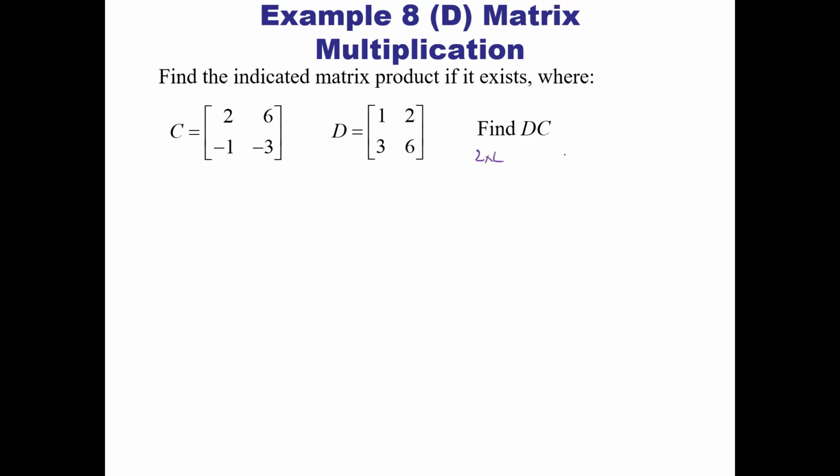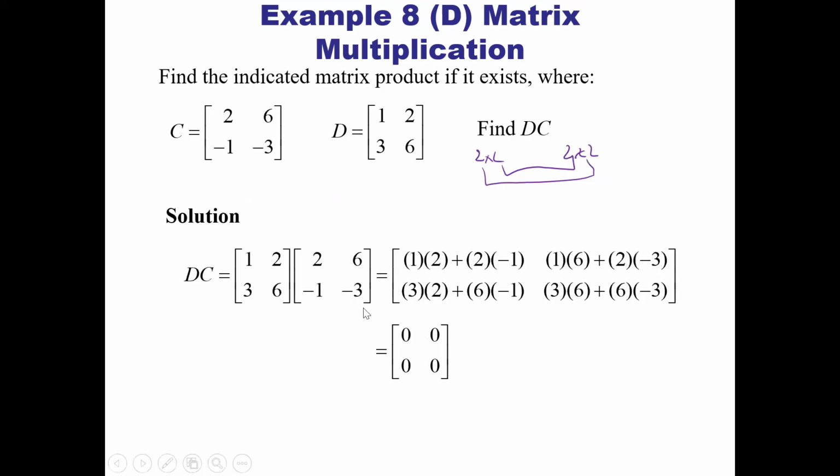It's a 2 by 2, and that's a 2 by 2. So those are the same, so we're still going to get a 2 by 2 out. And so we're going to multiply it out. But look what happens here. We get a zero matrix. Okay, so that's kind of a cool thing. Sometimes you'll get a zero matrix. Sometimes, most of the time, you won't. But in that case, we do.